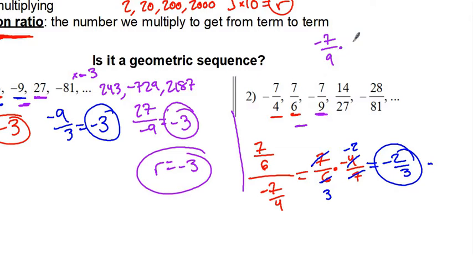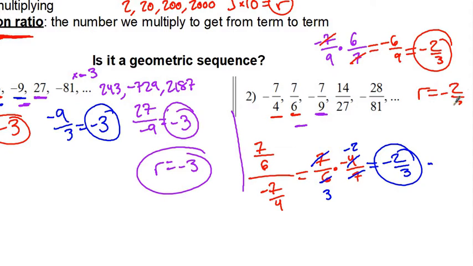Dividing by 7/6 is like multiplying by 6/7. Once again, the 7's cancel. We're left with -6/9, and that reduces to -2/3. So our common ratio is -2/3.